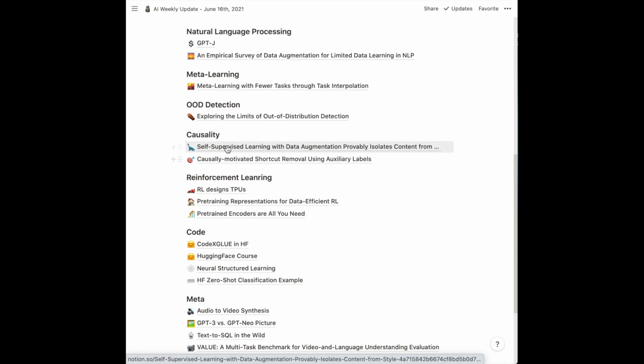Then some interesting ideas in the space of unifying causality, causal learning, causal inference, and deep learning. So these two papers, self-supervised learning with data augmentation provably isolates content from style, and causally motivated shortcut removal using auxiliary labels. These are two, in my view, pretty similar ideas where you're trying to disassociate this latent variable of content and style. Ideally, you could blur out style, enumerate the entire space of style such that you have this causal factor that attributes the content of the data with the label or whatever it is, and you could separate out content and style, content and say the confounding factor of style.